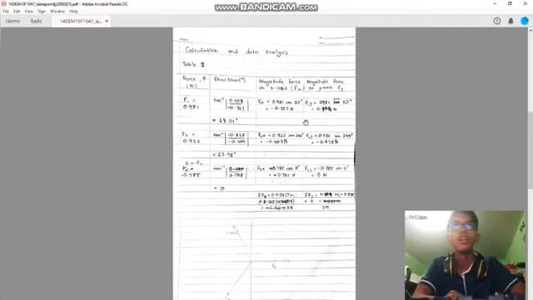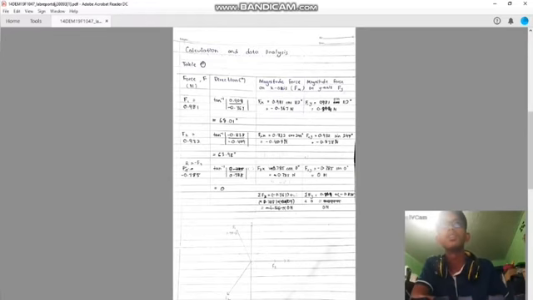So, here I will explain about calculation and data analysis. This is table 3 that we need. The first one is 0.981. We first need to find the magnetic force on x-axis, Fx, and then magnetic force on y-axis, Fy, to get the direction.